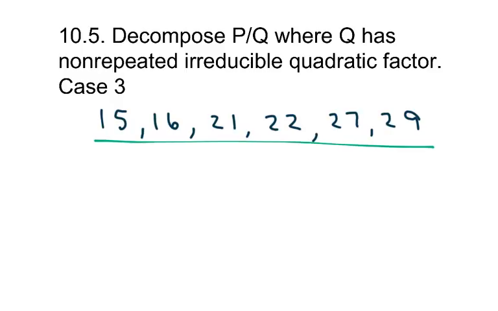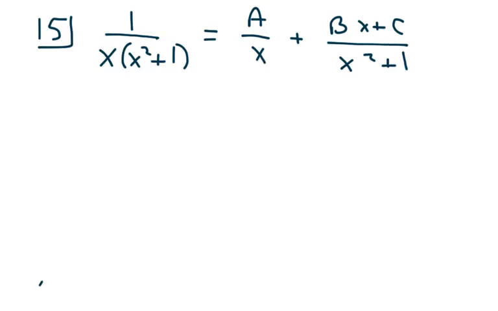So the first one is 15, and let's look at it so we know what this non-repeated irreducible quadratic factor means. Basically, it means that you see this factor here, x squared plus 1, and we can't reduce it. Now, notice that this is a linear factor. So you can have a linear factor with your irreducible quadratic factors, but it gets bumped up to case 3.